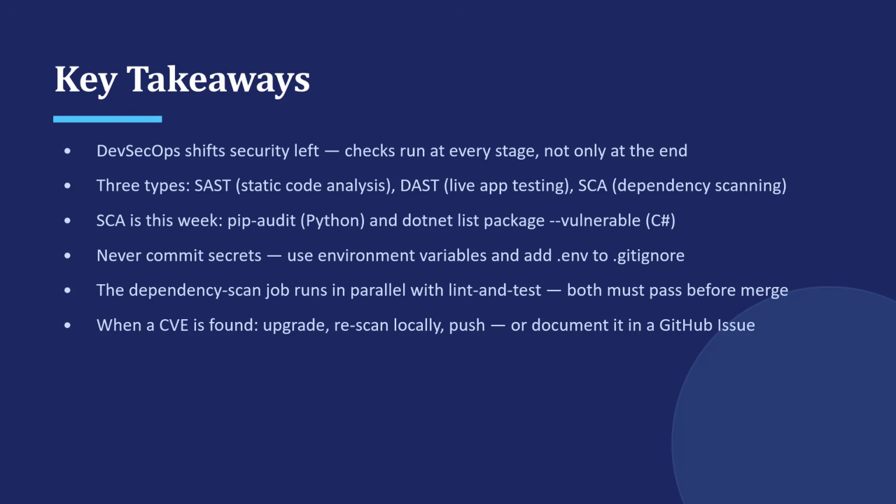We do want the scans to run as separate parallel jobs. Both jobs are going to have to pass before merging, but always remember, when a vulnerability is found, we're just going to upgrade the package, rescan, and push. And if you can't, you'll have to create a plan using GitHub issues and documentation on what is going to happen next, so that you can plan for the upgrade that needs to happen for that package.